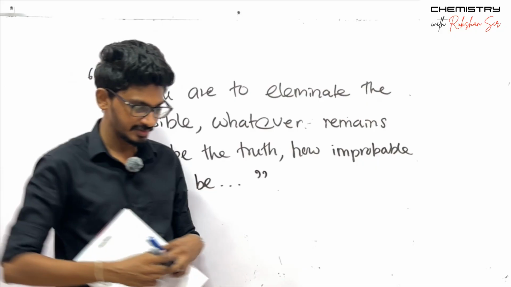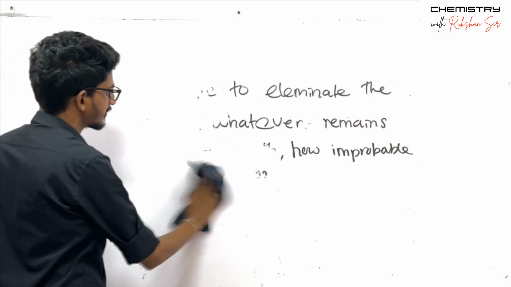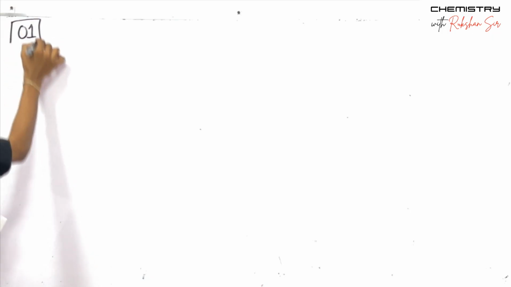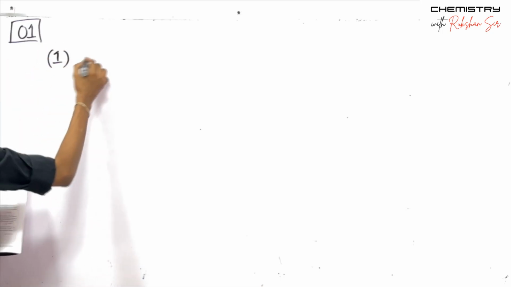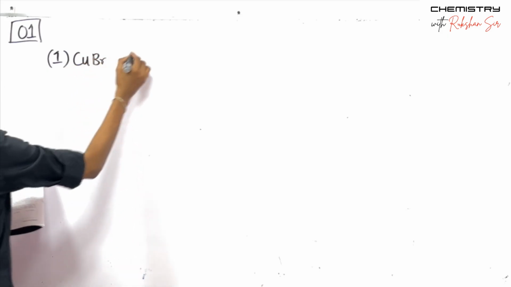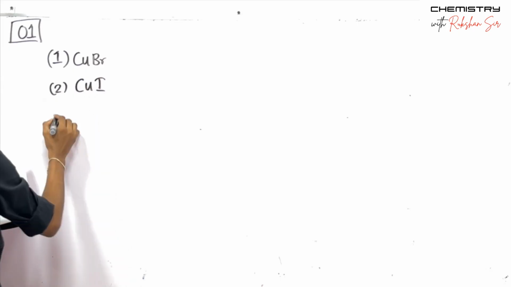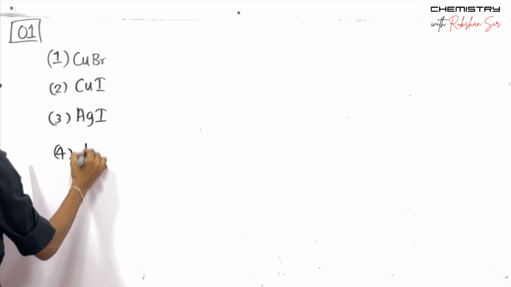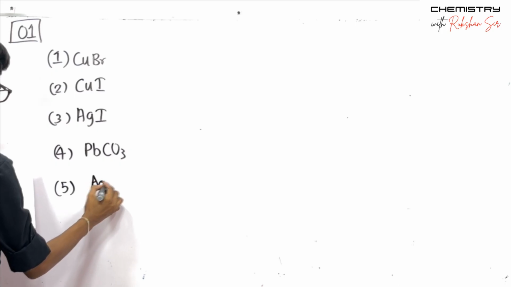Okay, let's start. First question. See what the choices are. CuBr, second one CuI, third choice AgI, fourth one PbCO3, fifth choice Ag2CO3.